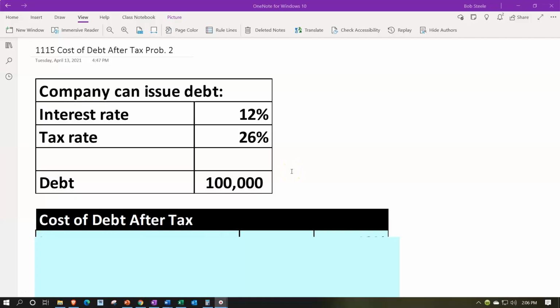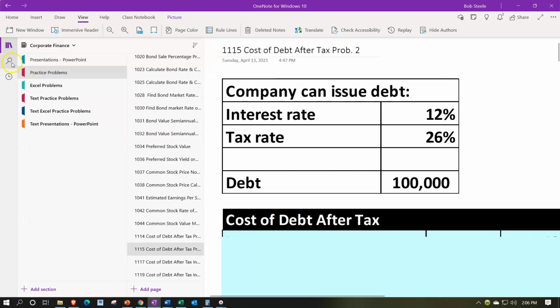Here we are in OneNote. If you have access to OneNote and would like to follow along, you're not required to, but if you would like to, we're going to be in the icon on the left-hand side. We're in the practice problems area down here in the 115 cost of debt after tax Prob 2 tab.